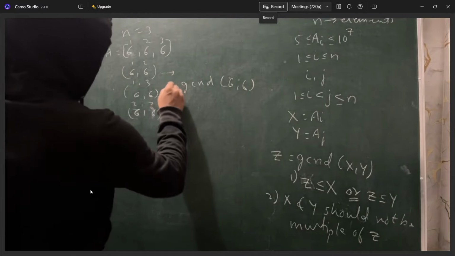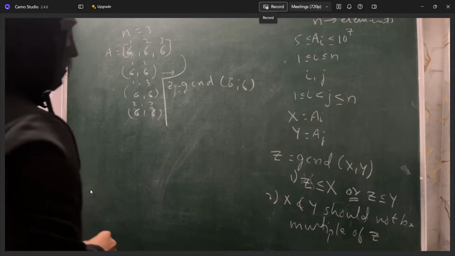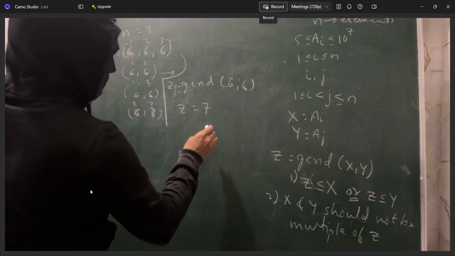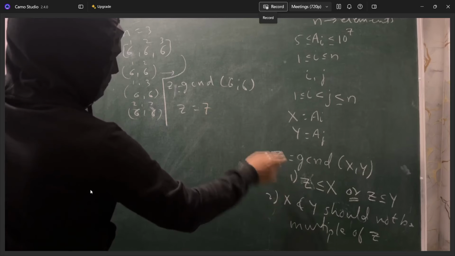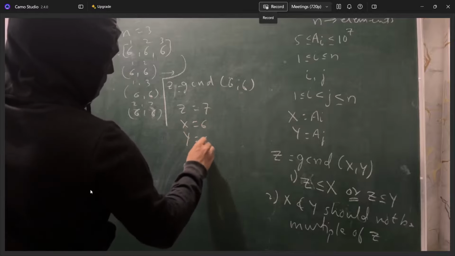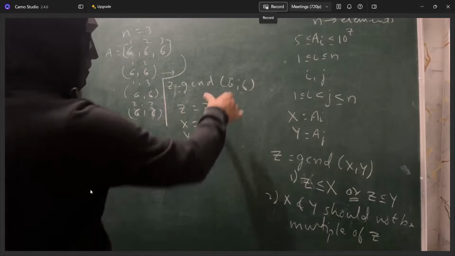So let's find the GCND of 6, 6. Now z equal to 7 you can't take, because this condition will not hold good. Whatever elements you're taking, x is 6, y is also 6, so z should not be greater than both the elements, so we'll not be taking that.